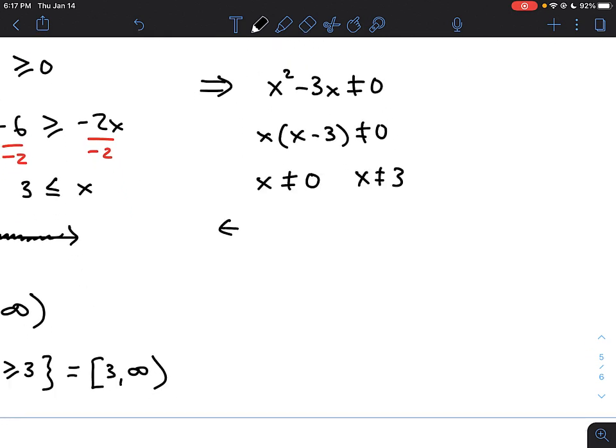This domain, if you were to put it on a number line, would have a hollow hole at 0 and a hollow hole at 3, but everything else would be okay.